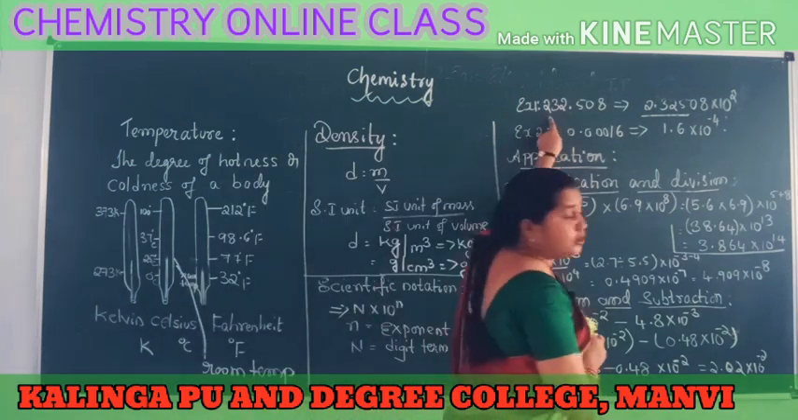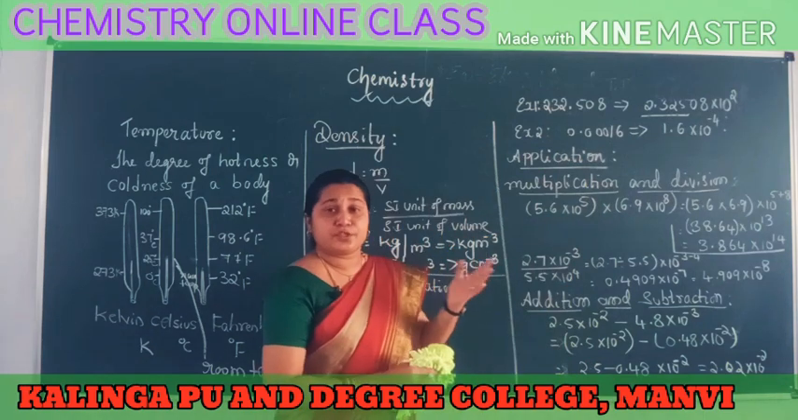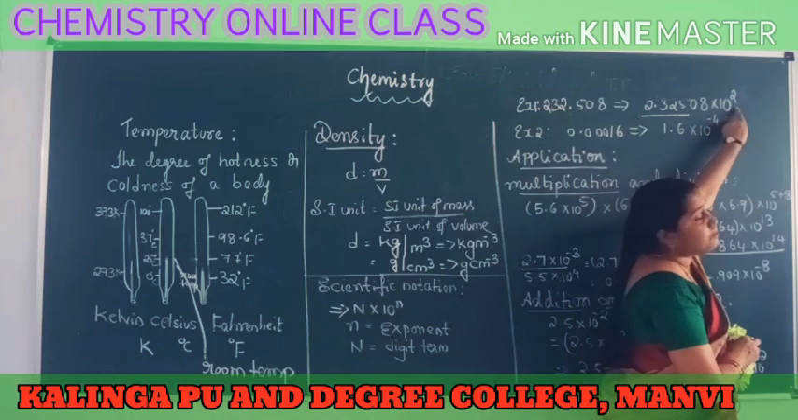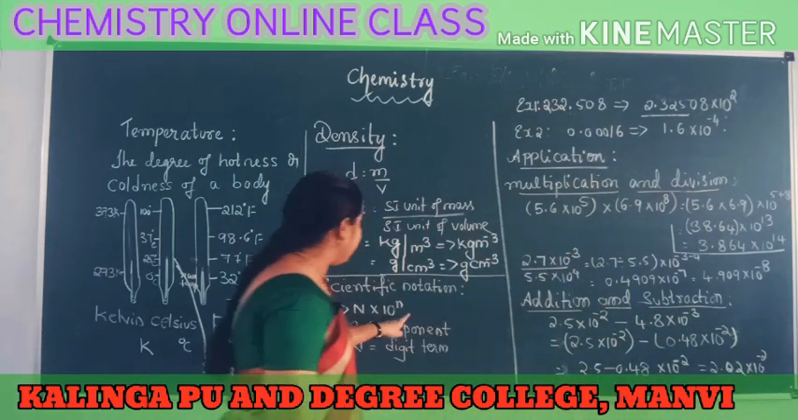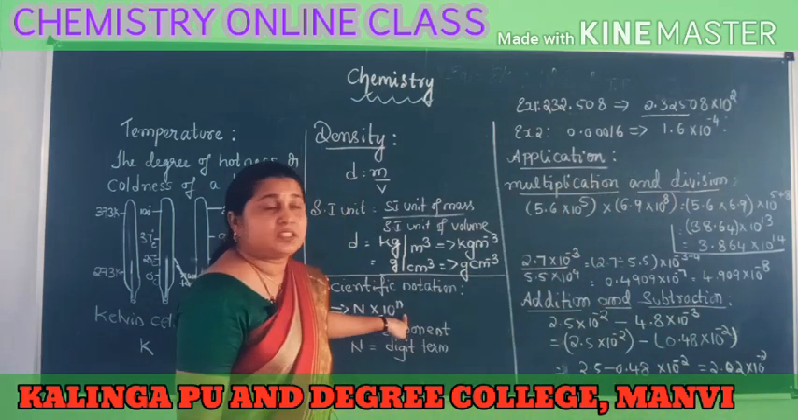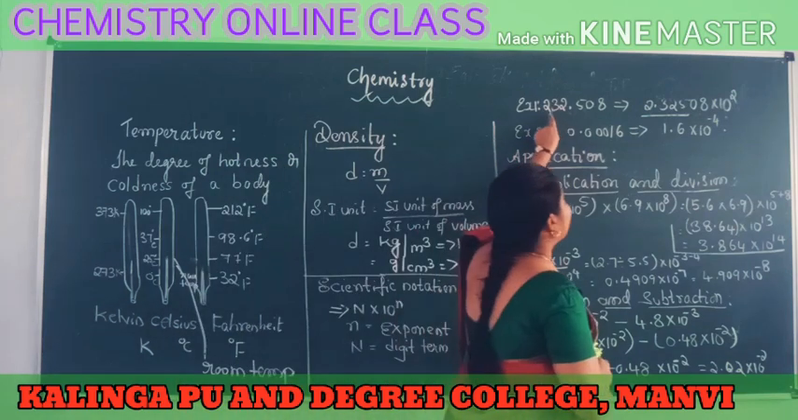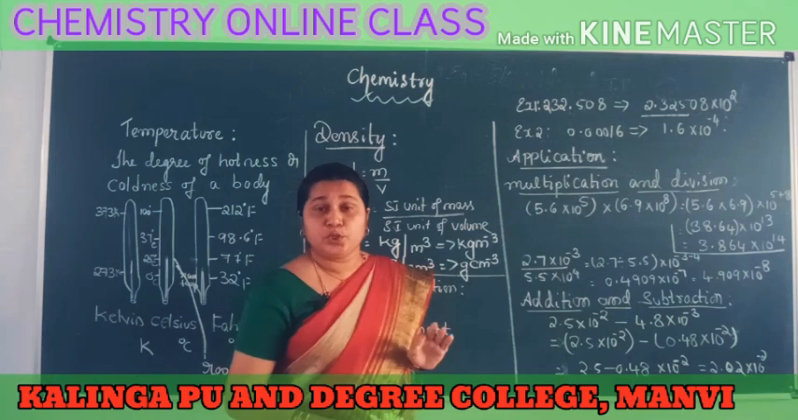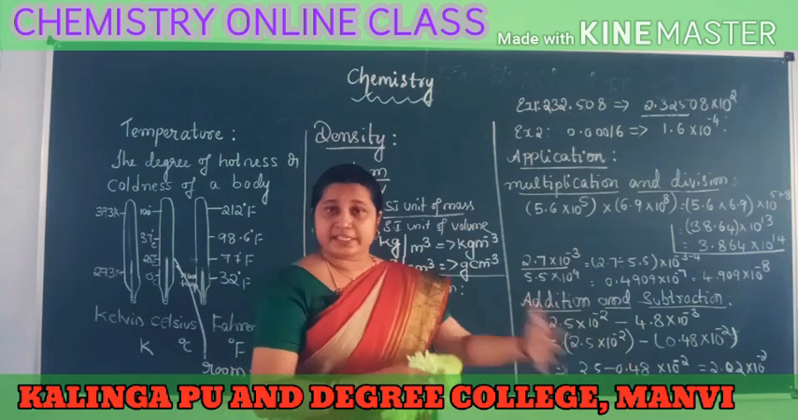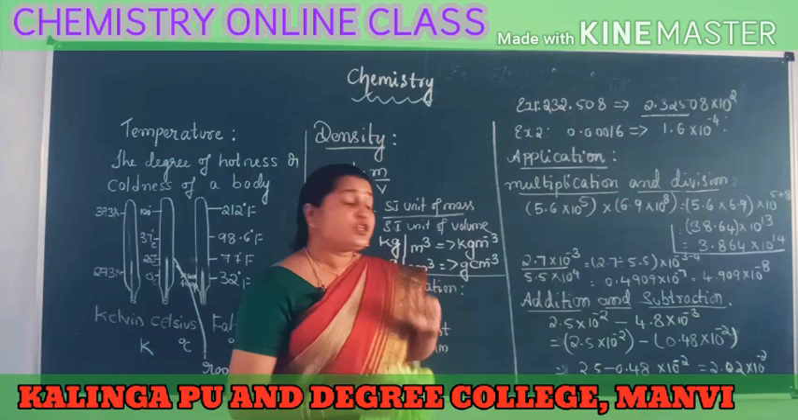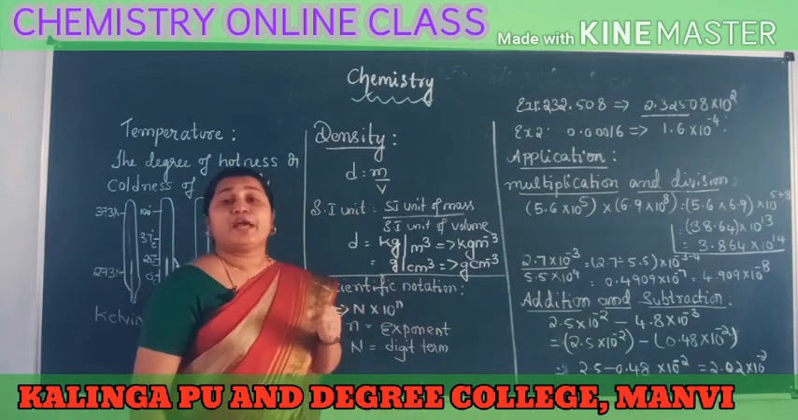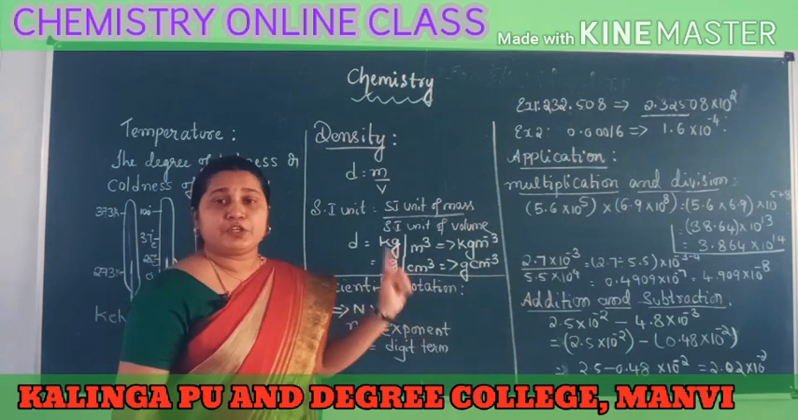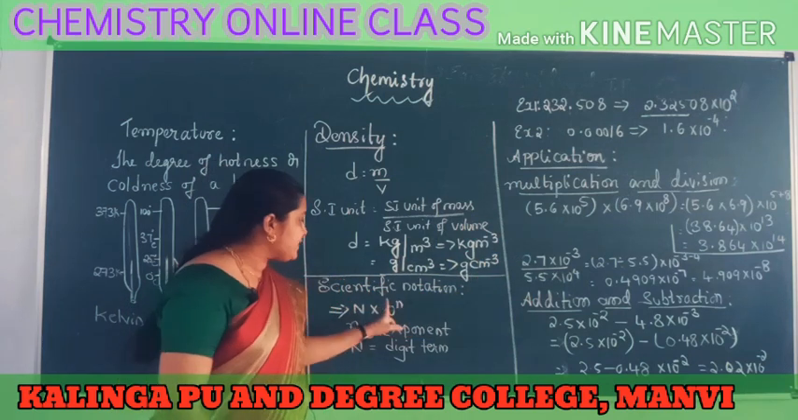When we shift the decimal towards the right hand side, that exponent n should be a negative value. So left side positive, right side negative. When you shift the decimal towards the right, you have to take the sign negative. Okay. See here, one more example I have given for the negative, 0.0016. Here I have written it as 1.6 into 10 power minus 4. Why minus 4? Because we have shifted the decimal to the right hand side.